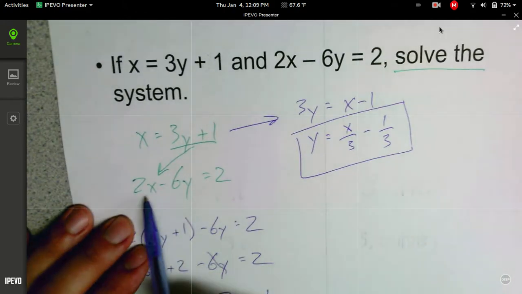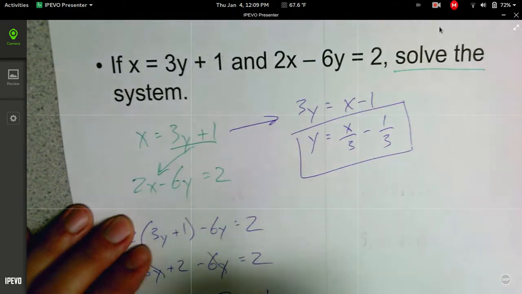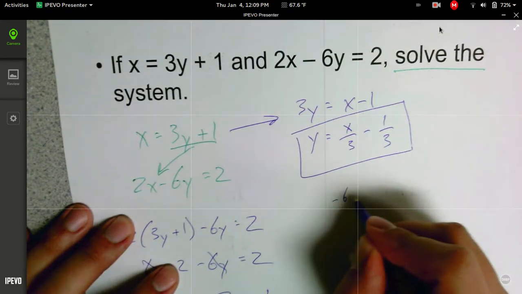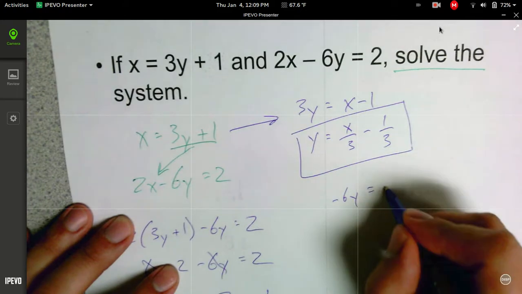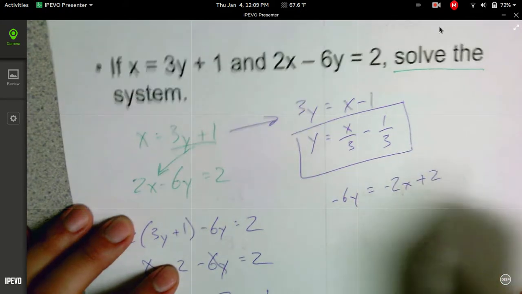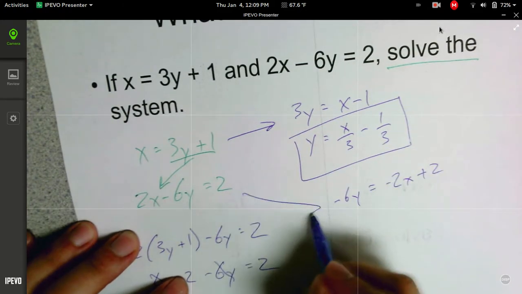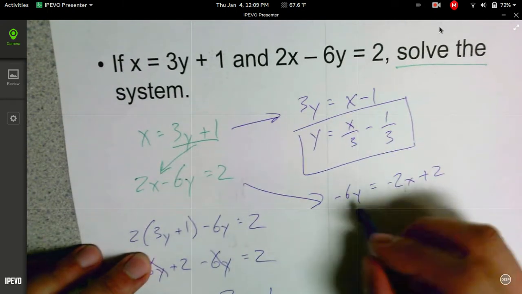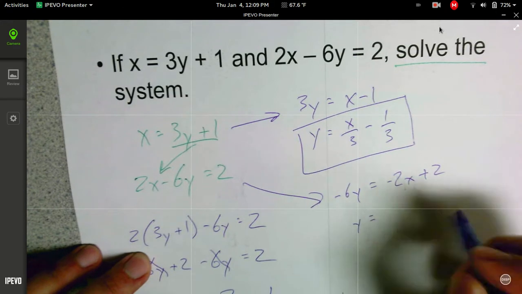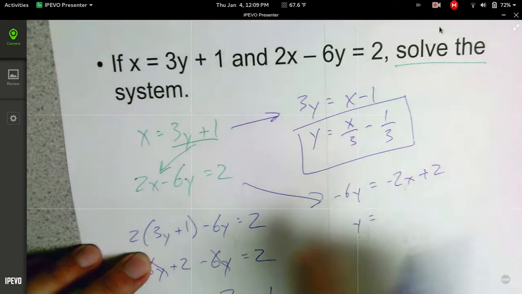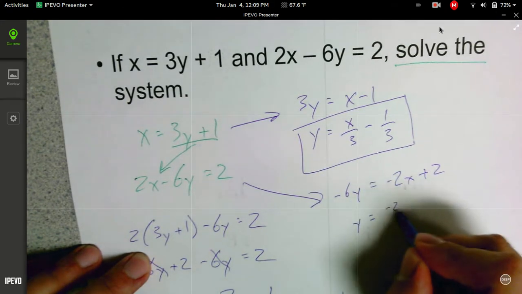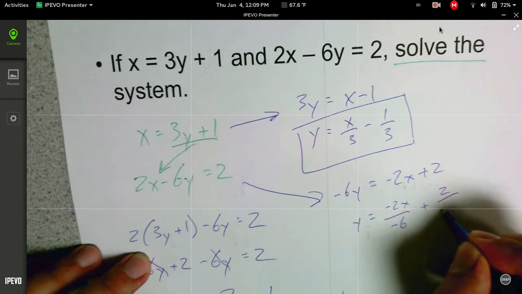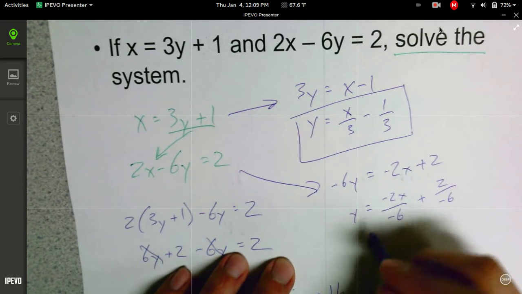The first thing I'm going to do with this equation here is solve it for y. We're going to isolate for y again. So we're going to get negative 6y is equal to negative 2x plus 2. So I've written it more or less in y equals mx plus b form. And now I'm going to divide everything by negative 6. So that's going to give me y equals negative 2x divided by negative 6 plus 2 divided by negative 6. And we'll simplify it out.